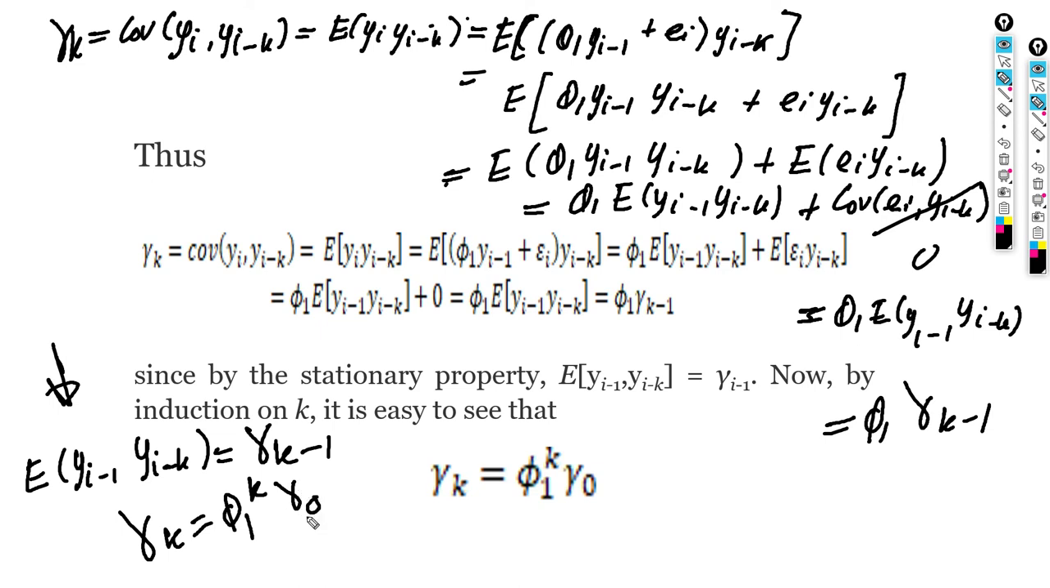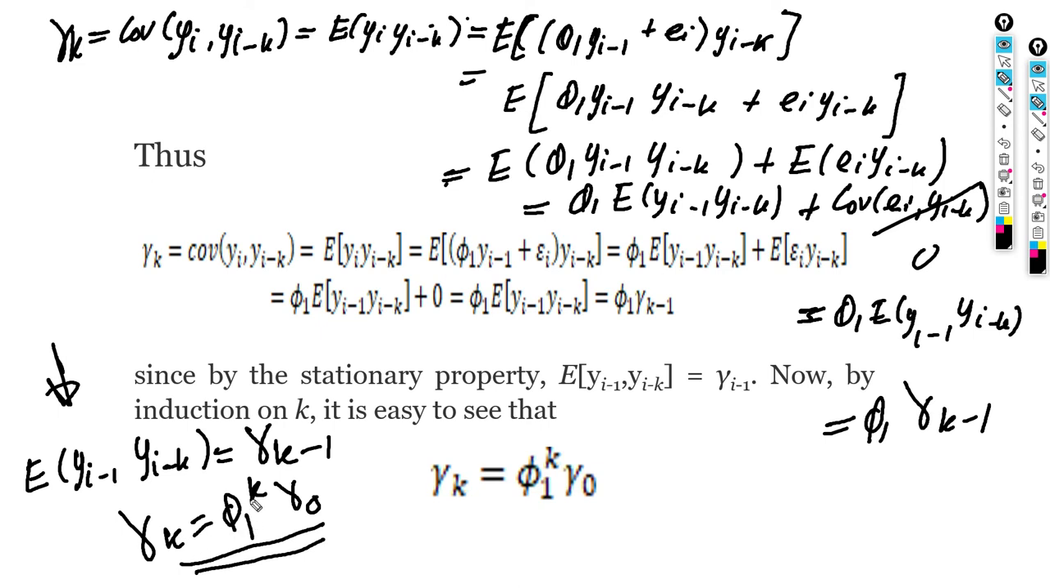Gamma 0 is the variance of yi. So gamma k is equal to the covariance, which is phi 1 raised to k times gamma 0. There is a proof here, but we just memorize this one.